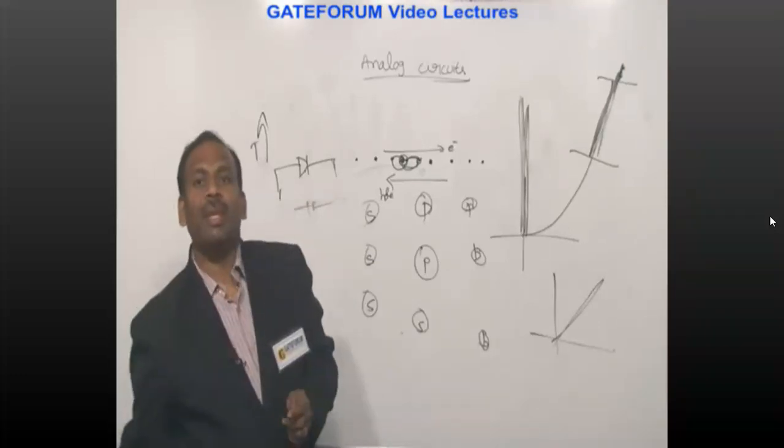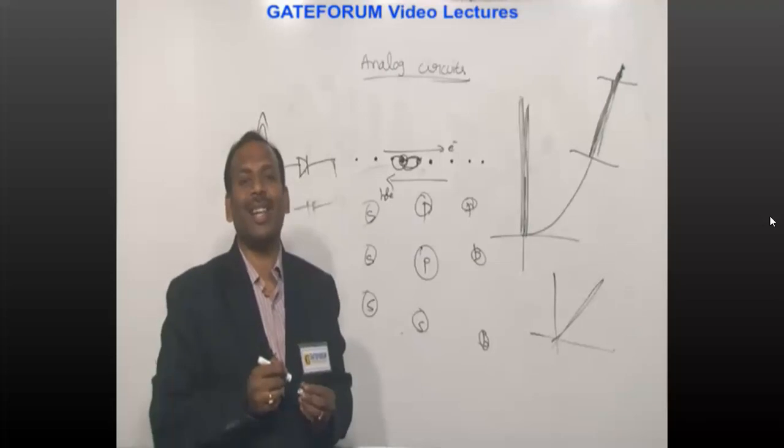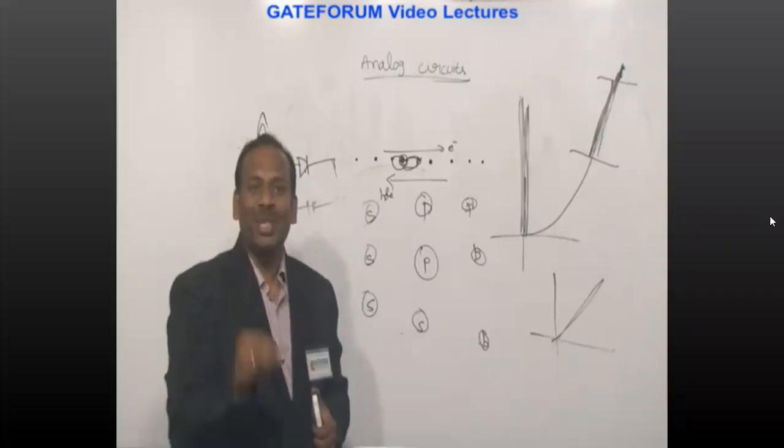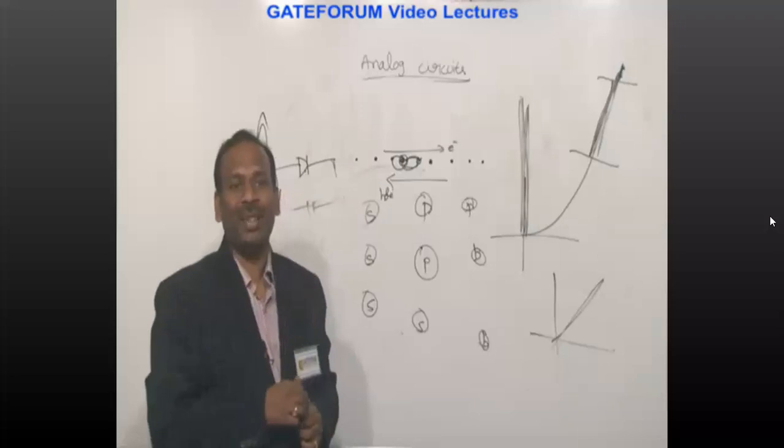Next one. Why are N-type semiconductor and P-type semiconductor electrically neutral? I have repeated that question three times. Just go through the previous videos. If not clear, then pose it to me once again.